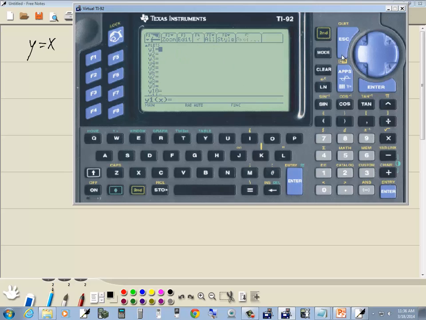Now it's on Y1. I can press clear to clear out whatever's in the line. Now if I press my X key, which is right here, and then press enter, it'll store that one off. And now to graph it, I'll do diamond R, and that'll give us our graph.